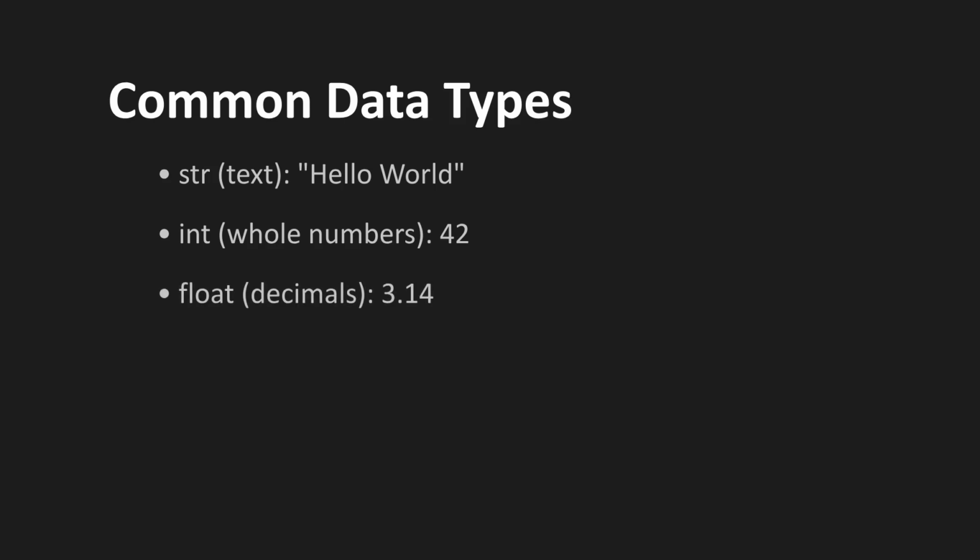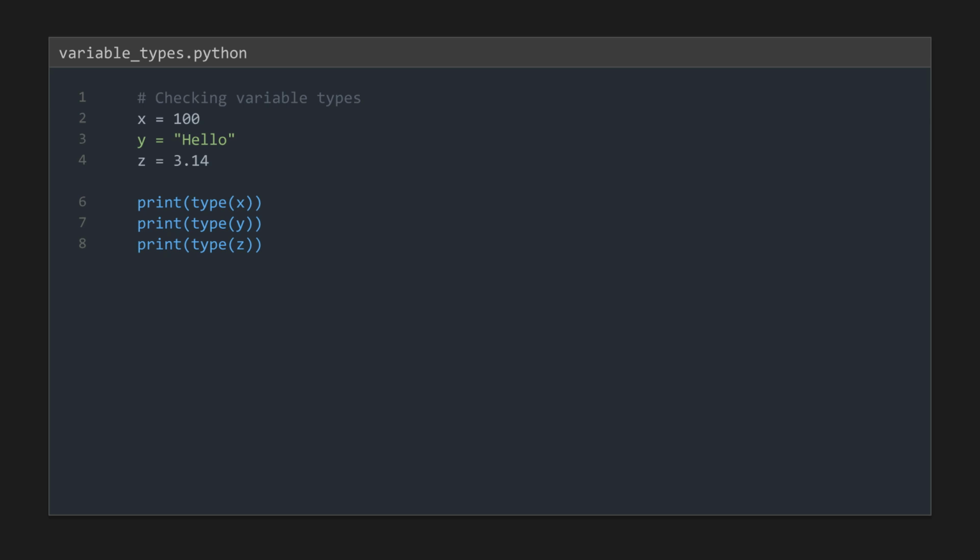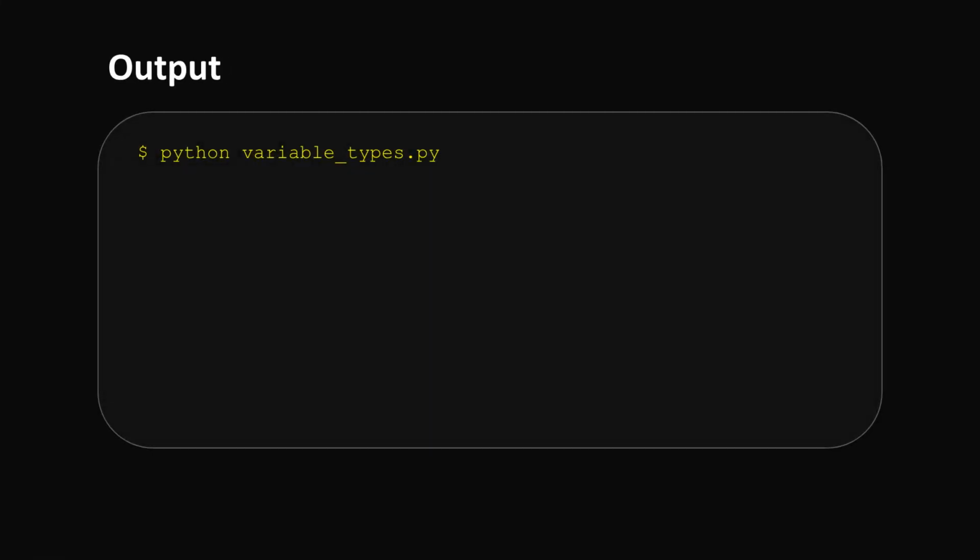Python uses several common data types: str for text, int for whole numbers, float for decimal numbers, and bool for true or false values. You can check the type of any variable using the built-in type function. Here we assign different data types to variables x, y, and z, and use print type to display their respective types. Running the code shows the output of the type function for each variable: an integer, a string, and a float, verifying Python's dynamic typing.